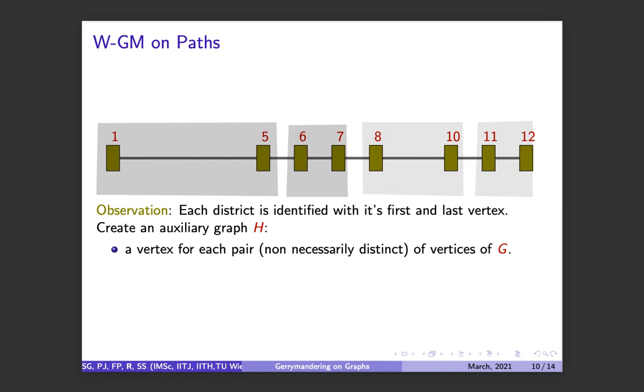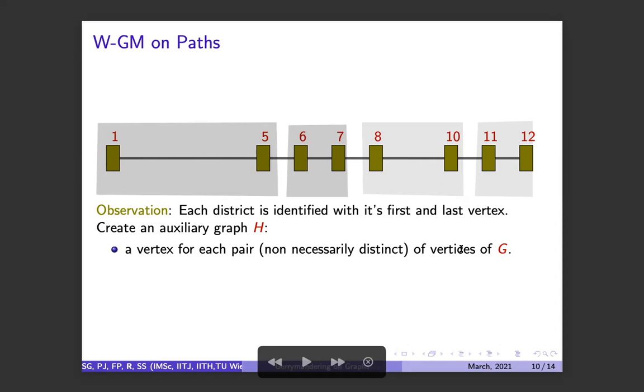To enumerate all possible options of districts, we can make a vertex in the graph H corresponding to every pair of vertices in this path, right? And this pair may not be unique, because as I showed in the last example, one vertex alone can be one district.